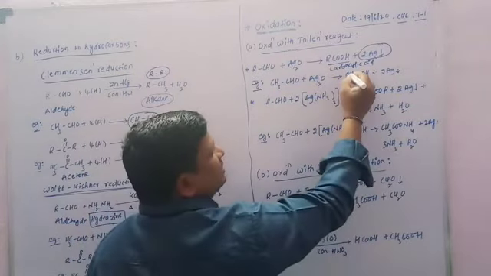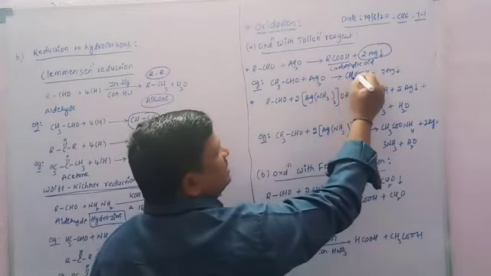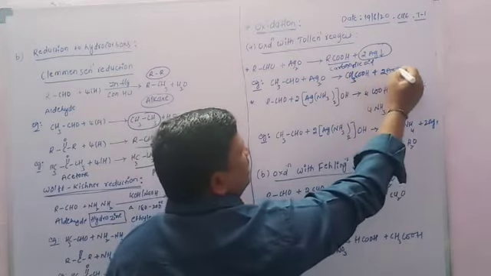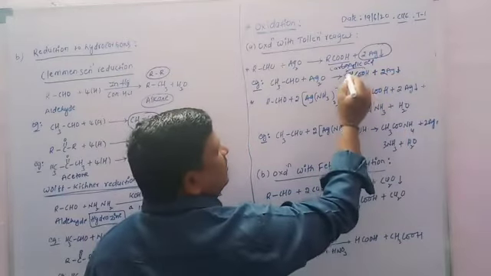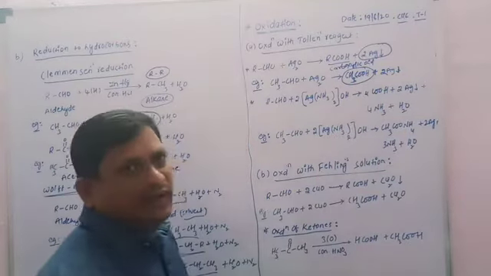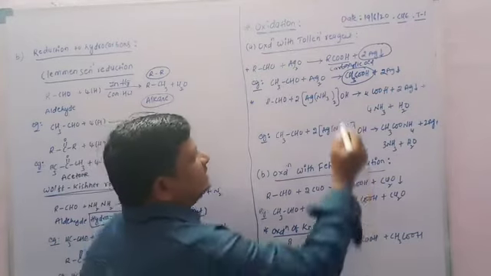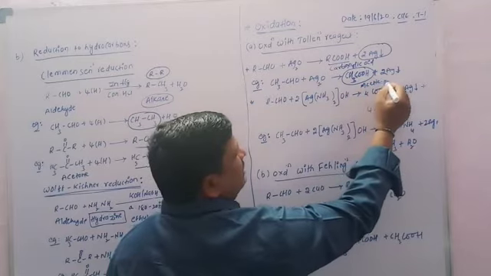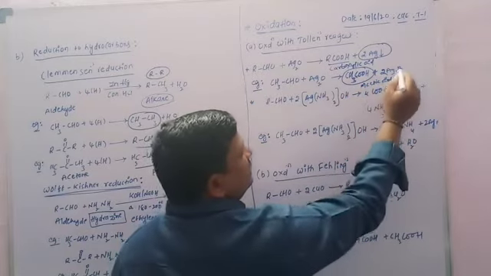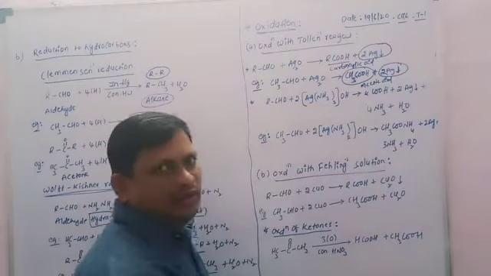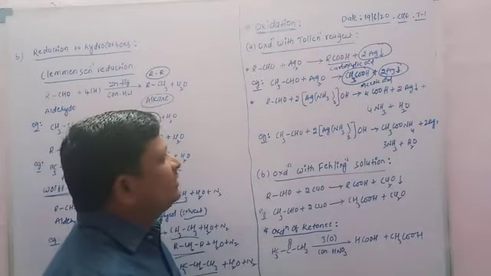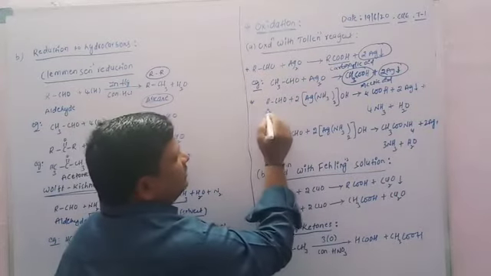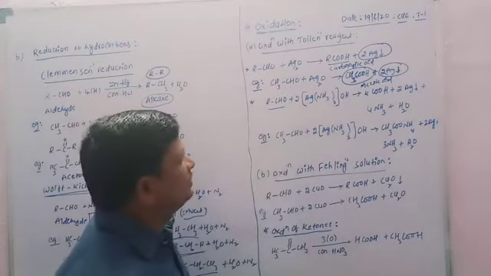gives CH3COOH plus 2Ag. The obtained product is a carboxylic acid, acetic acid, CH3COOH, and silver is obtained as a precipitate.